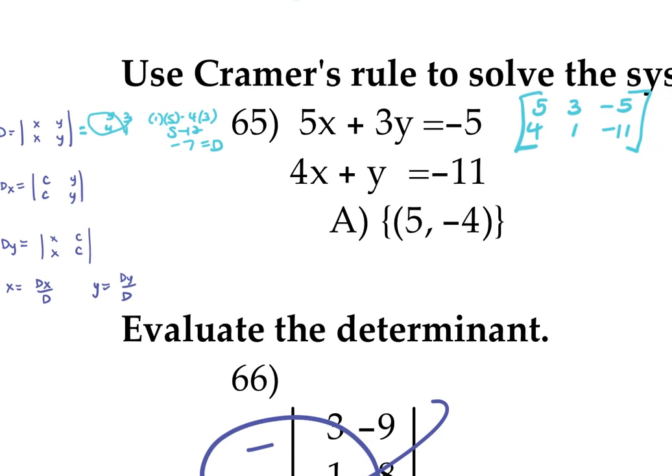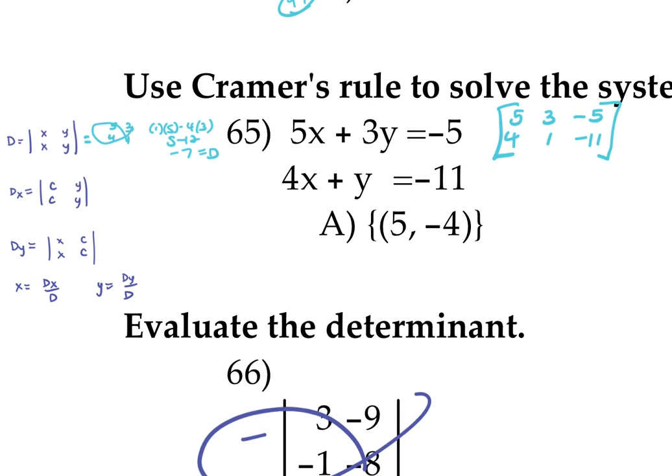Then for dx, we take out the x's and put in the constants. So negative 5, negative 11, and then 3, 1. Negative 5 minus a negative 33 becomes plus 33, and this is 28. And then for dy, we leave the x's, we take out the y's and put the constants in, negative 5, negative 11. So negative 55 minus a negative 20 becomes plus 20, and that's negative 35.